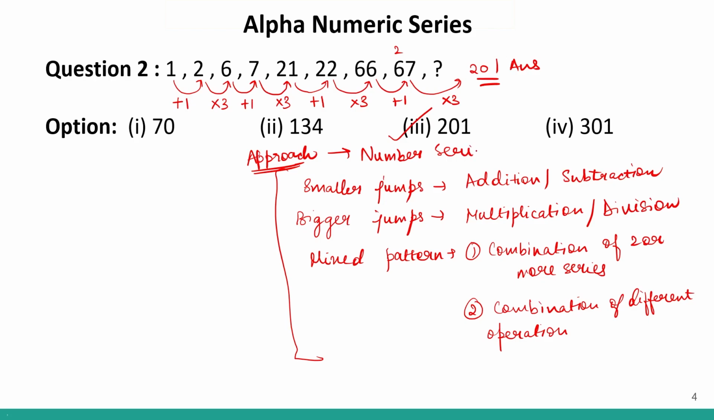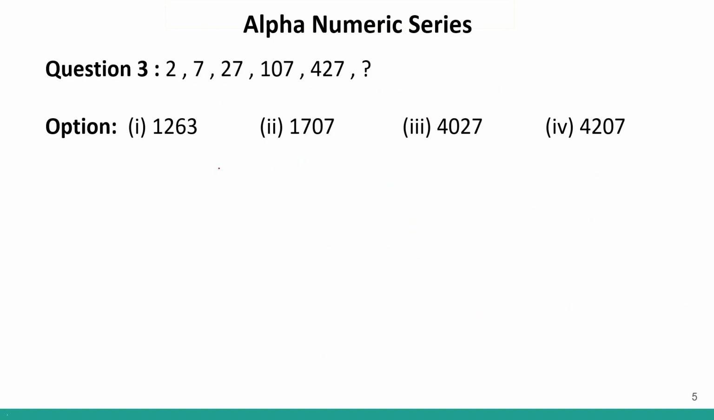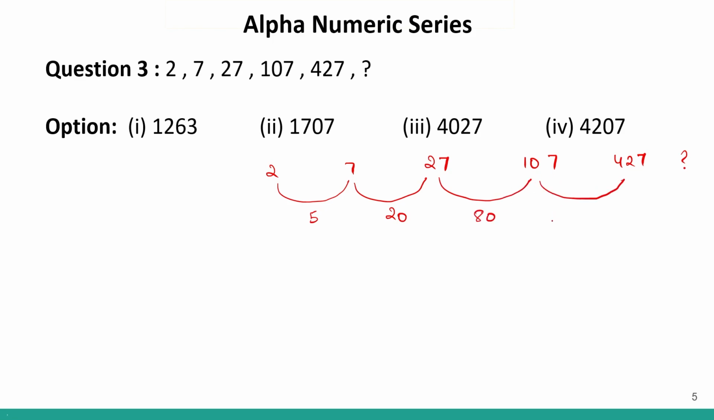Now, moving on to question number 3. We have 2, 7, 27, 107 and 427. Over here, I can see slightly bigger jumps. I have to find the next term after 427. If I find the difference between these terms, the difference over here is 5, then 20, then 80, and the difference over here is 320.